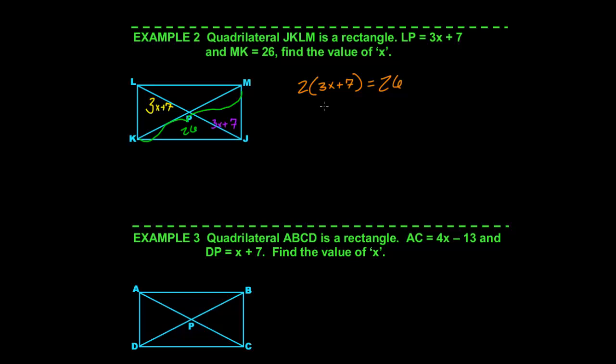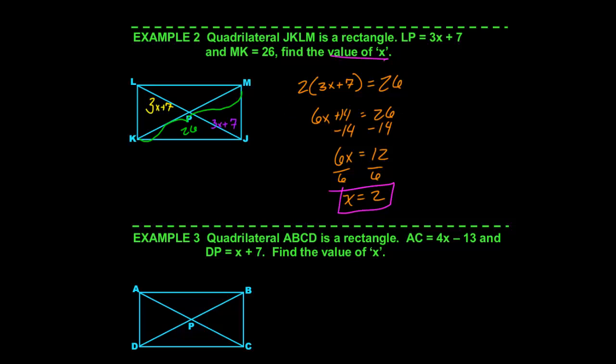They are congruent. So you have 6x plus 14, the same thing you would get if you added them together, equals 26. Subtract 14, 6x equals, what do you know, 12. Divide by 6, divide by 6. We have x equals 2. Find the value of x.